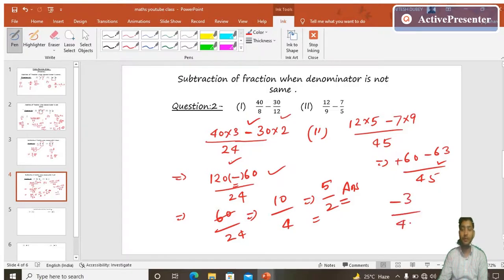3 by 45, we can further simplify this. 3 15s are 45, so 1 by 15 with a negative sign. This would be your answer for this question. Now here is something unique that we have done. We learned this in the video when we were learning about the subtraction of fractions.